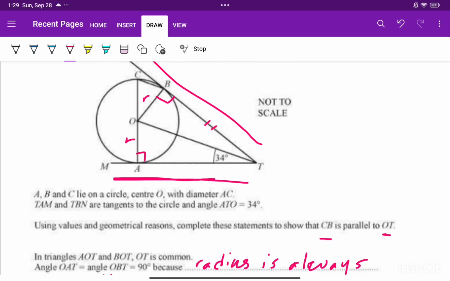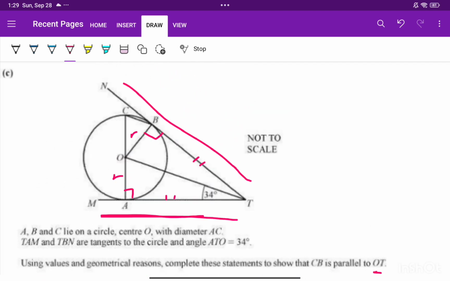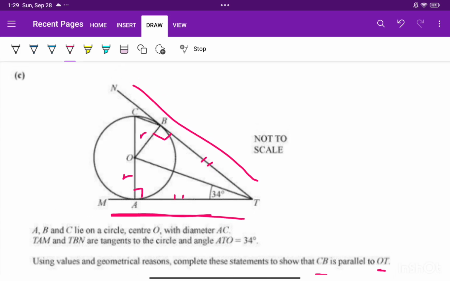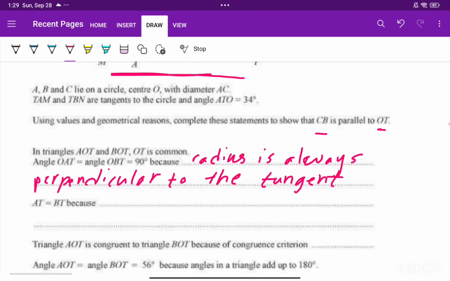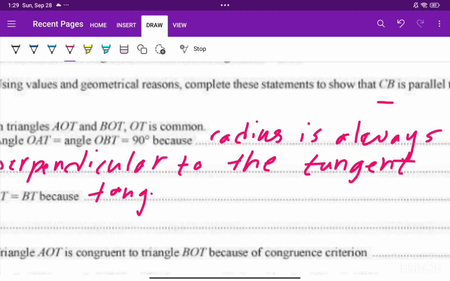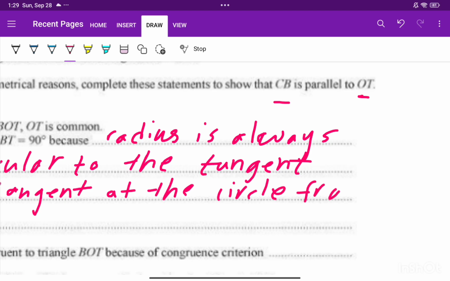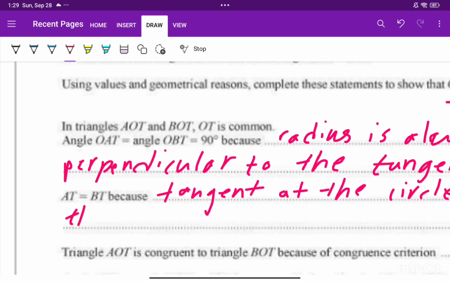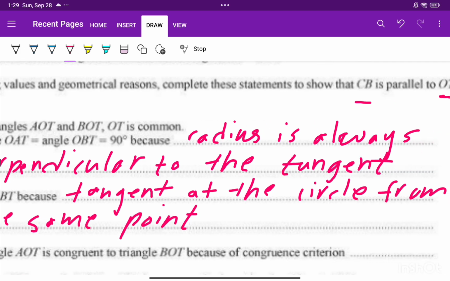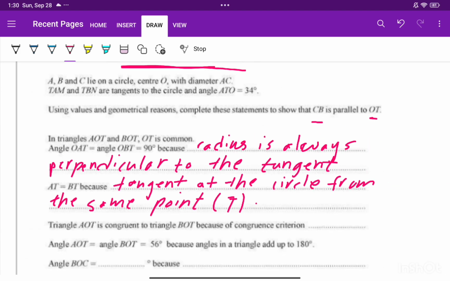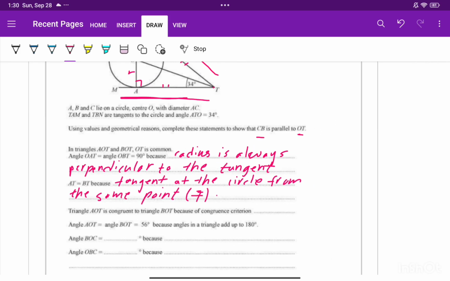So these both will be equal because BT is tangent to the circle and AT is also a tangent, and they are also coming from the same point, which is T. So that's why they are equal. So we will write: tangents to the circle from the same point T.